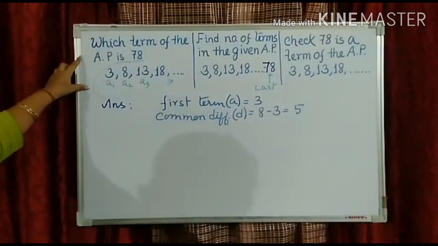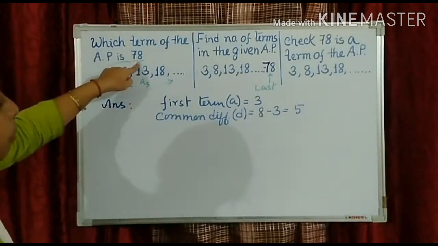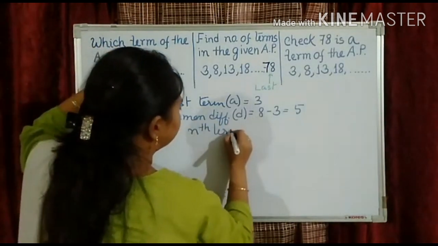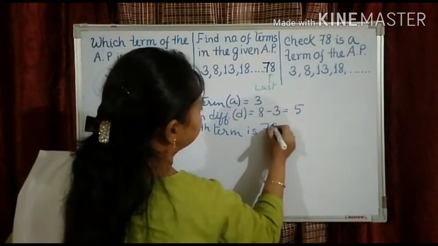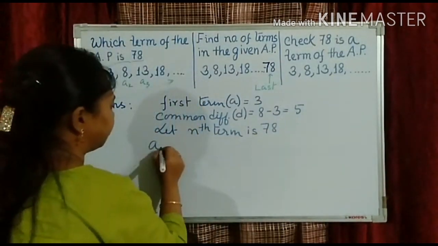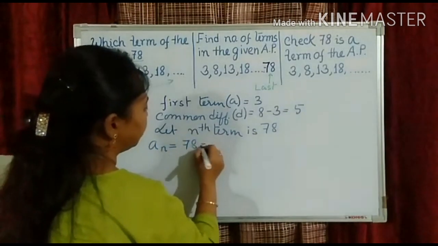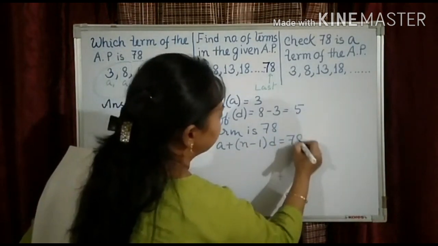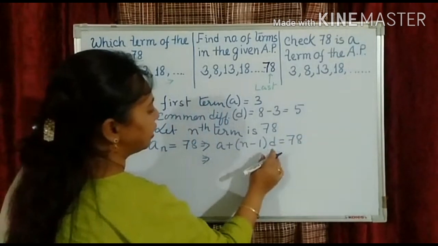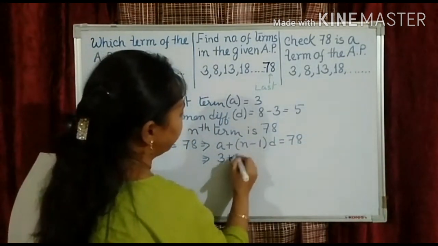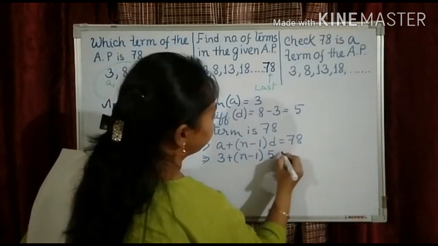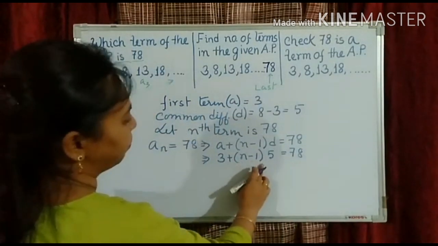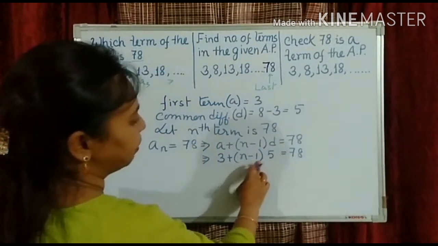Then for the first question, look. Okay. Now, which number term it is we don't know. So we will write: let the nth term be 78. Means a term is 78, which implies that A plus (n minus 1) D equal to 78. Then if we put the values of A and D here, A is 3 and (n minus 1) times D, which is 5, equal to 78. Then we have to multiply by 5, it will be 5n minus 5. 3 plus 5n minus 5 on the left hand side.